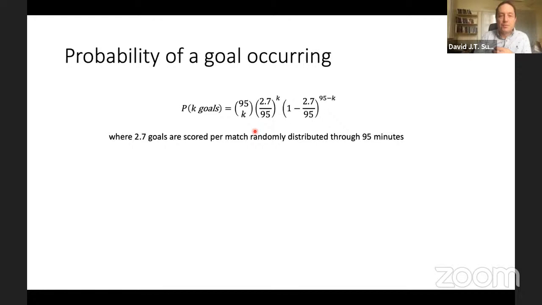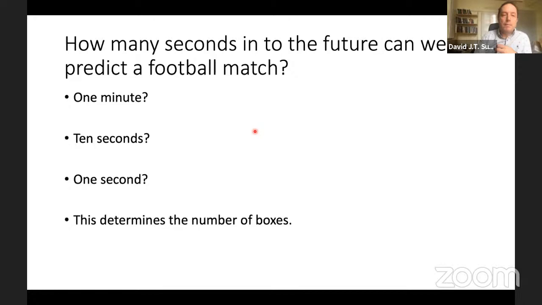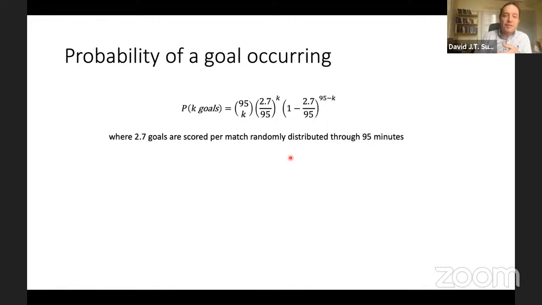Okay, so I had 100 boxes here, and I had 95 boxes here that I decided on. Here's the question. Why have I divided the match into minutes? What's special about minutes? I could use 2 minutes, I could use 30 seconds, I could use 1 second, I could use 10 seconds. Why do I make my boxes minutes? There is actually no good reason, other than it's something that we understand very well.